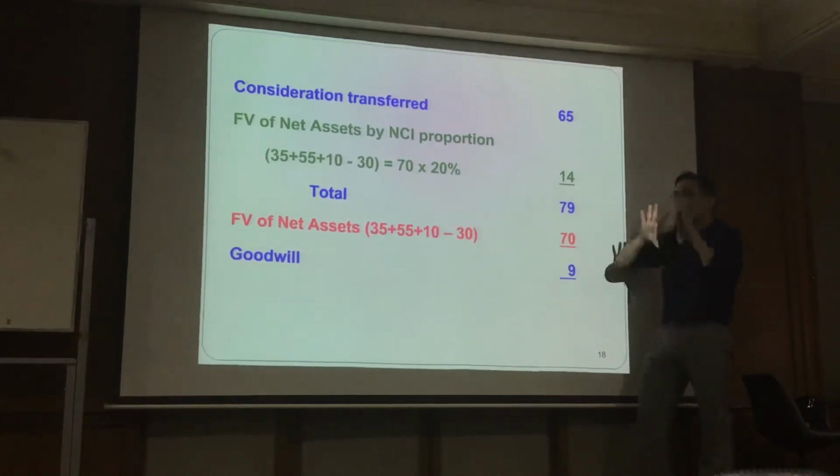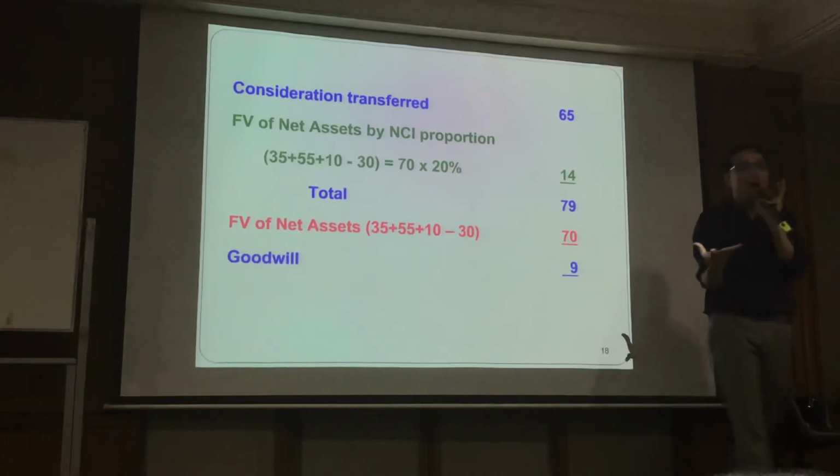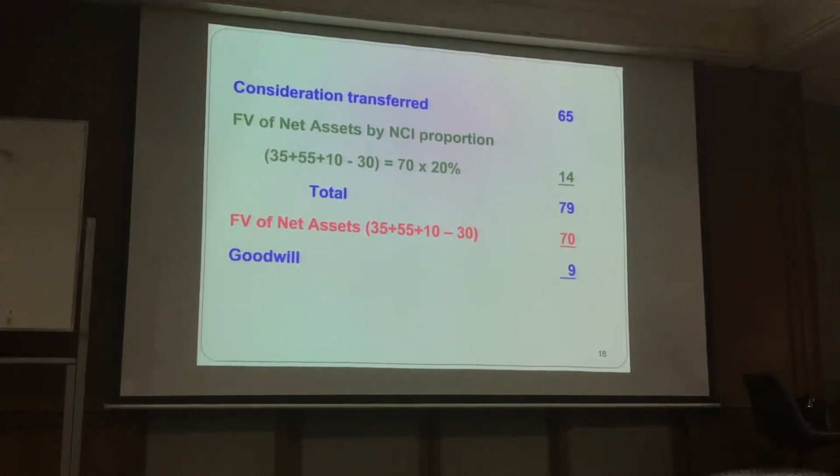Let's assume you want to buy the whole group for 100%. Rather than buying at 65, you need to buy at 79. Compared to what you got, which is the fair value of assets, 70, the difference between 79 and 70, which is 9, is going to be goodwill. This is how we measure, based on IFRS 3.